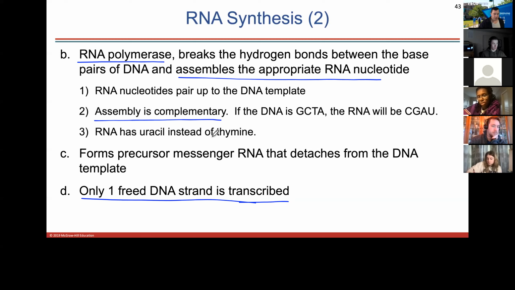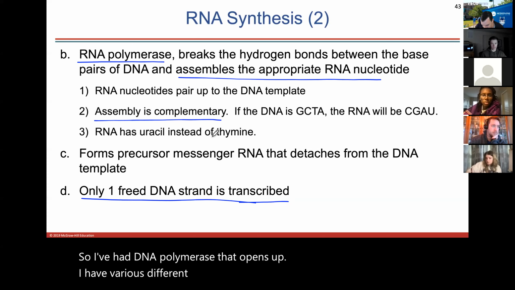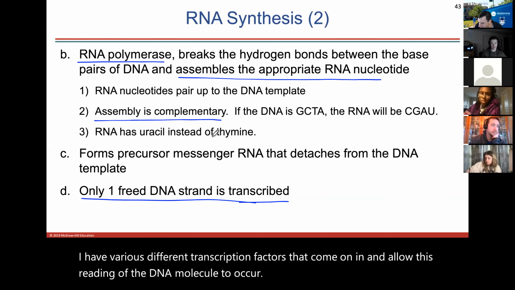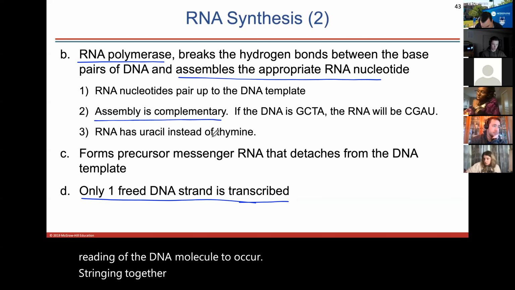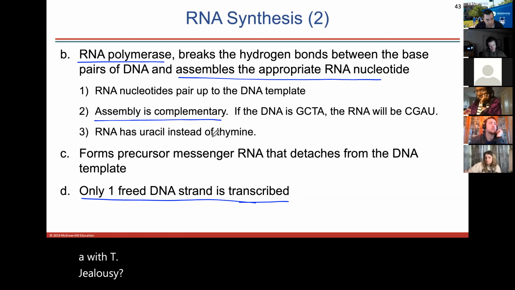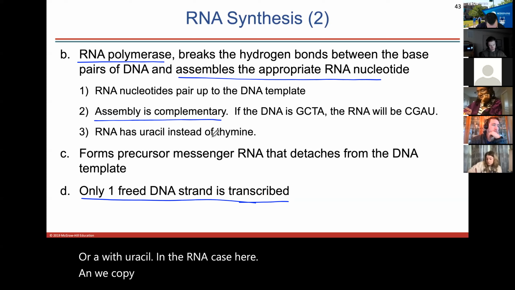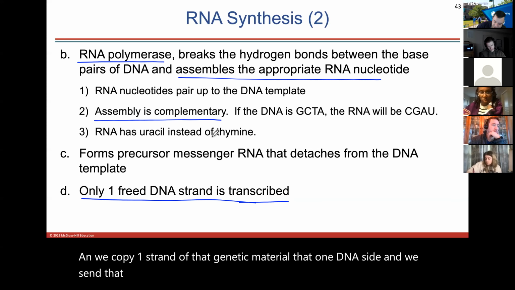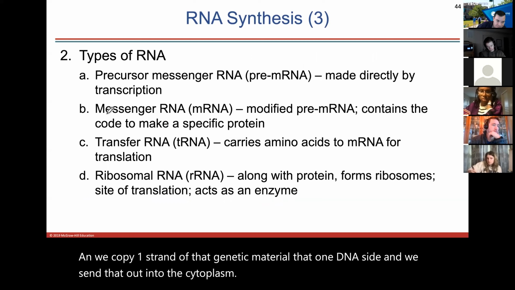So I have DNA polymerase that opens up. I have various different transcription factors that come on in and allow this reading of the DNA molecule to occur, stringing together my individual amino acids, complementary base pairing, A with T, G with C, or A with uracil in the RNA case here. And we copy one strand of that genetic material, that one DNA side, and we send that out into the cytoplasm as messenger RNA.